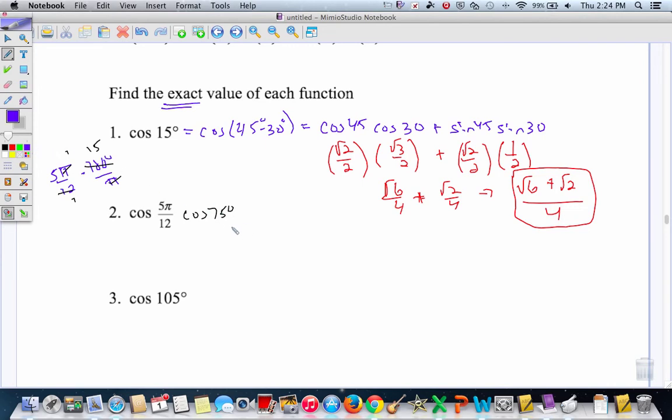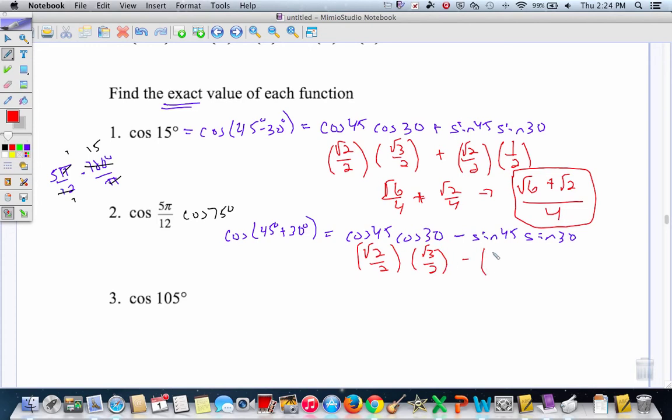Now that we know it's 75 degrees, we could do our sum or difference. Again we have choices, but the most obvious I think is 45 plus 30. We expand that out: cosine 45, cosine 30, noticing this time we're subtracting sine of 45 times the sine of 30. We make our substitutions. Cosine of 45, square root of 2 over 2. Cosine of 30, square root of 3 over 2. Sine of 45, square root of 2 over 2, and the sine of 30 is 1/2.